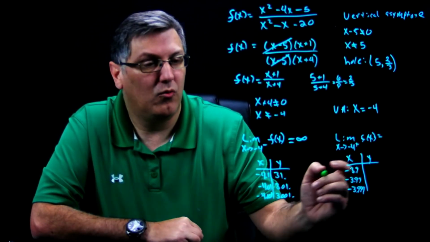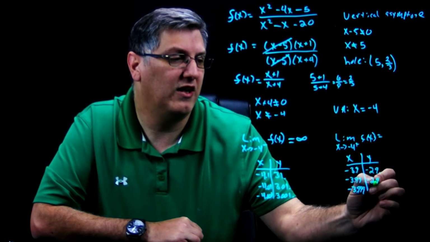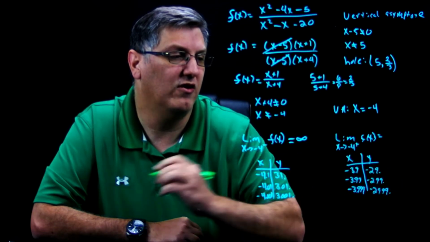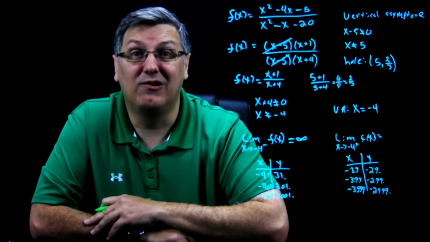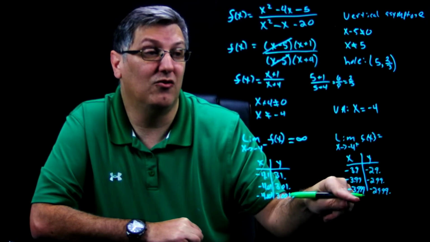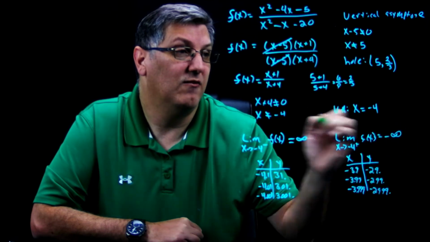All right. When I do this, I get negative 29 rounded, negative 209 rounded, and negative 2,909 rounded. So that's pretty clear to me. It's going down really fast the closer I'm getting to negative 4. So this is going to be negative infinity.